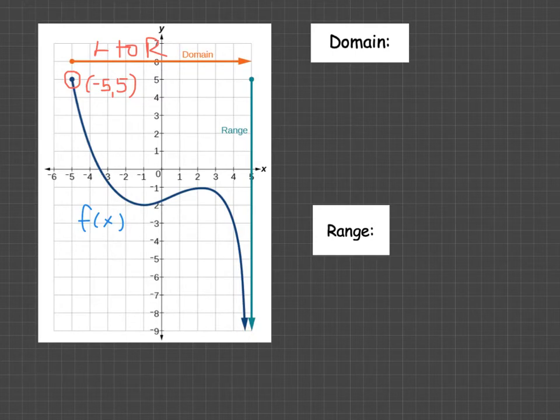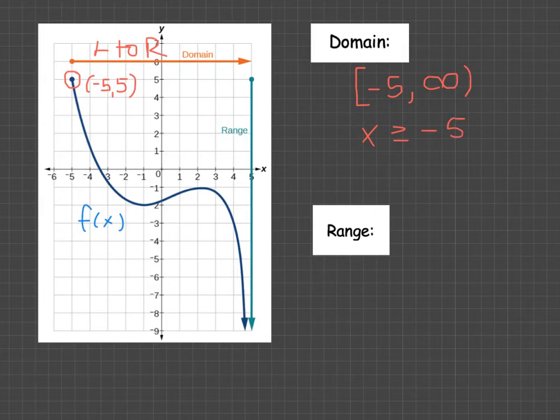So if we want to write down the domain in interval notation, we can write down that the smallest value that x takes on is -5, and it does not have a largest value, so we use infinity. We always use a parenthesis around infinity, and it does include -5, so we use a bracket. In inequality notation, we would say that x is greater than or equal to -5.